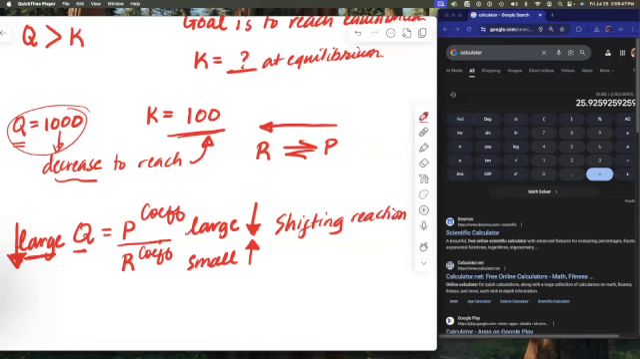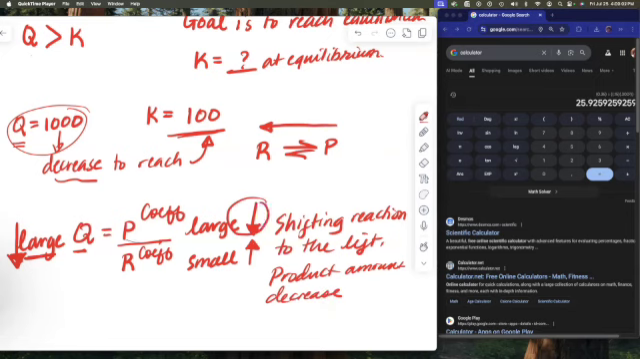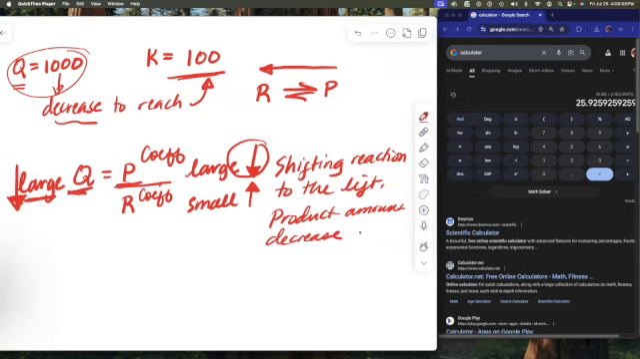So we decrease the product by shifting the reaction to the left. In the process, product amount decreases, right? And decreases means it gets smaller. Now, you know the relationship here. As long as P is smaller, it will cause Q to be smaller. And reactant amount increases. And this is the result we want. We want the reactant to increase and the product to decrease.